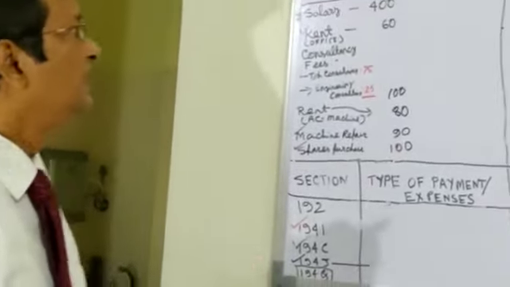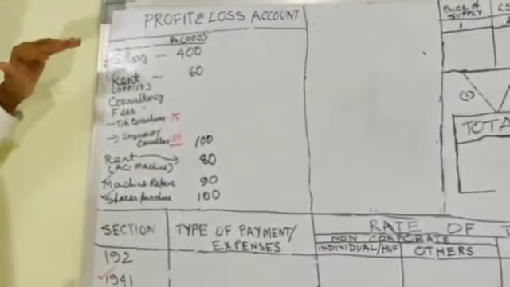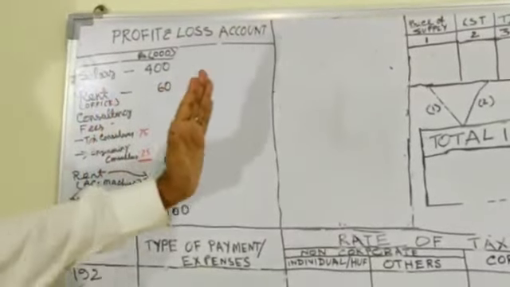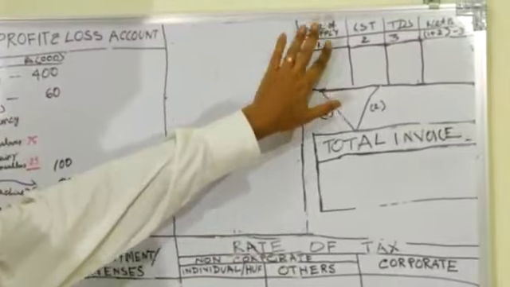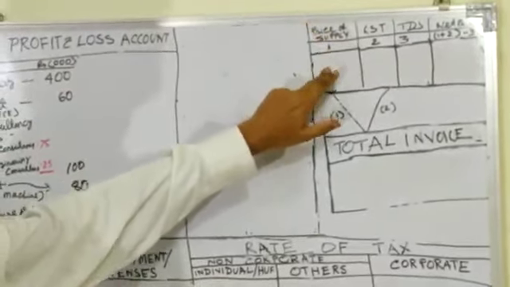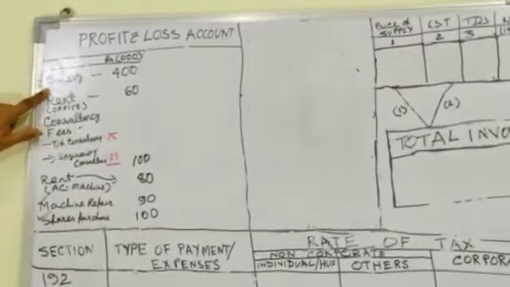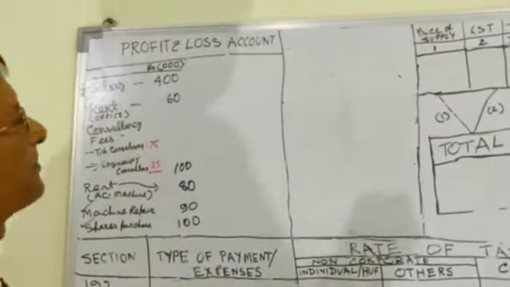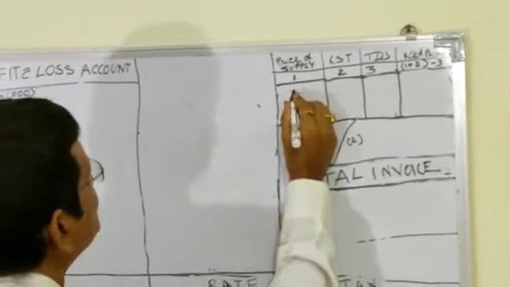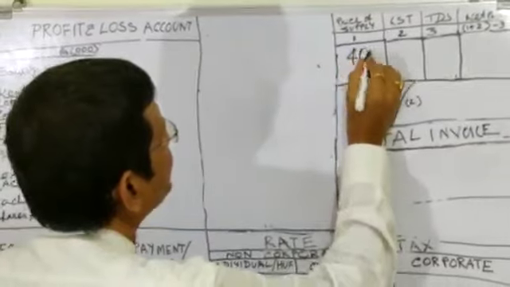Now, let's take one by one. When we have to deduct TDS, we need to prepare one table. That table will have 4 columns. First is the price of the supply. What is the price of the supply? In case of salary, the price of the supply is 400 rupees.